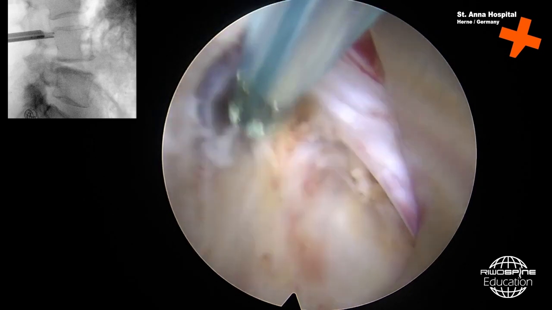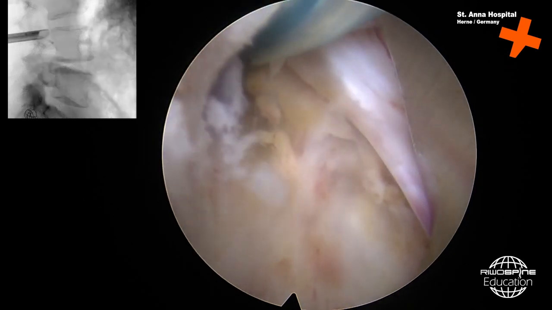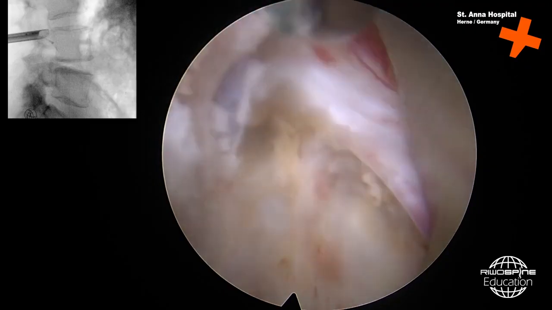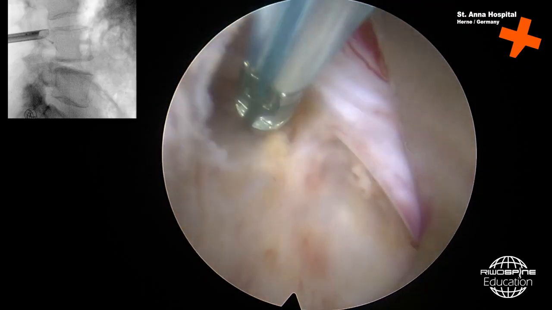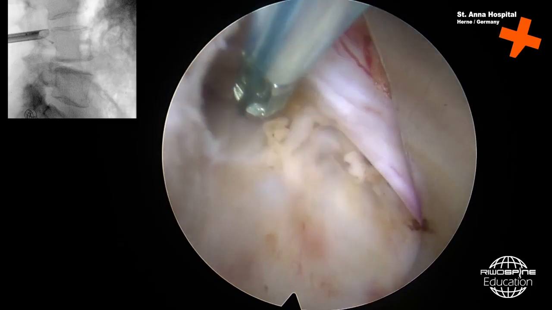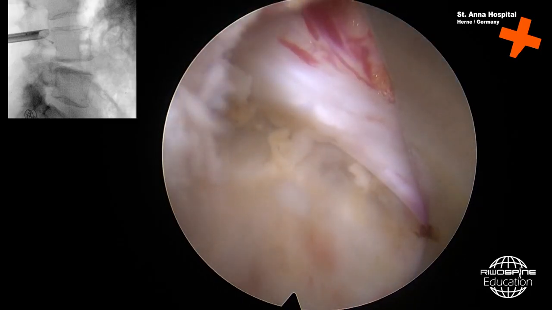Wenn wir noch einmal ein Röntgenbild haben können, bitte. Yeah, when you see where we are in the X-ray, the decompression is good. We don't see any more free fragments. Einmal den Rongeur, bitte.